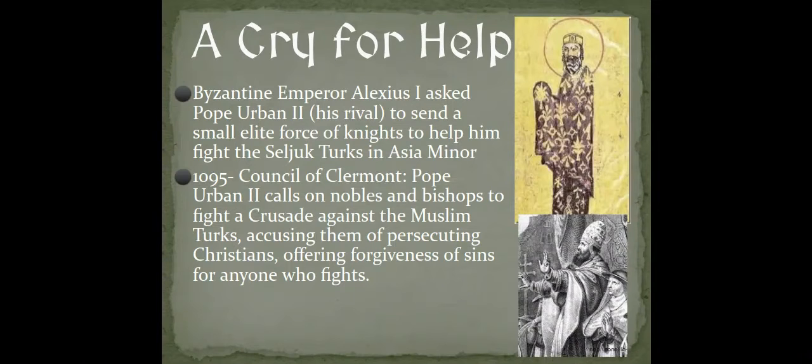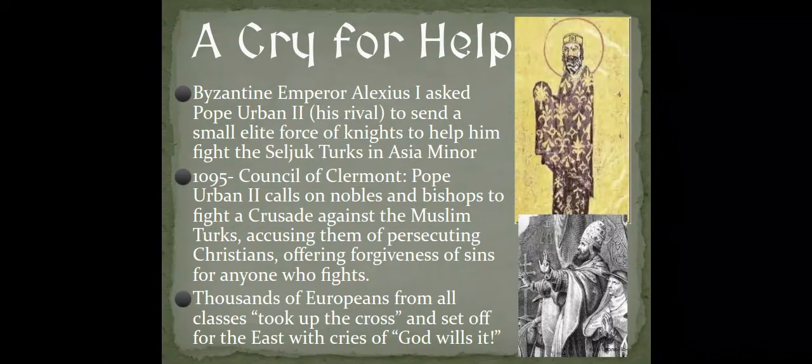So, in 1095, at the Council of Clermont, Pope Urban II calls on nobles in Western Europe to fight a crusade against the Muslim Turks. He accuses the Muslim Turks of persecuting Christians, killing them, and he offers forgiveness of sins to anyone who fights. Basically, if you went and fought this crusade, you had a golden ticket to heaven. Thousands of Europeans said they took up the cross. Okay, meaning they went out on crusade. They took up the cross and they headed east.